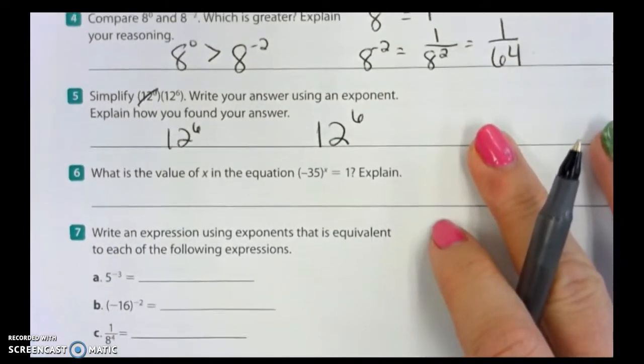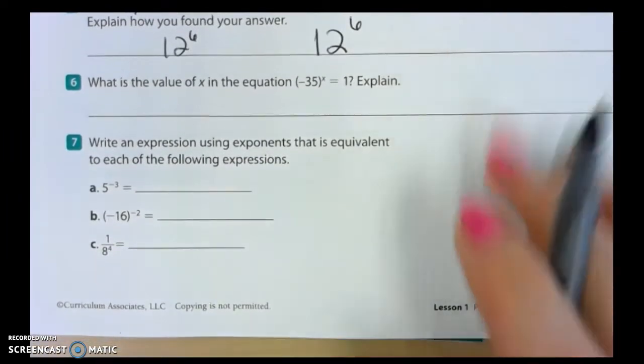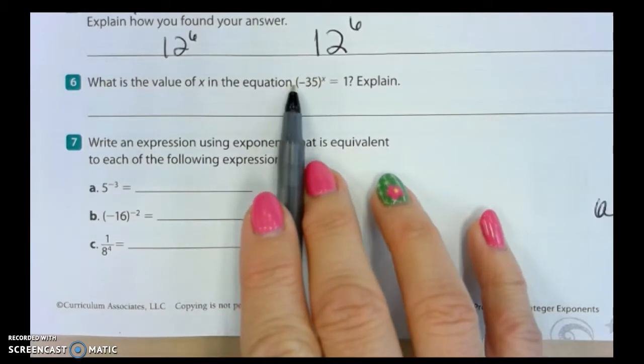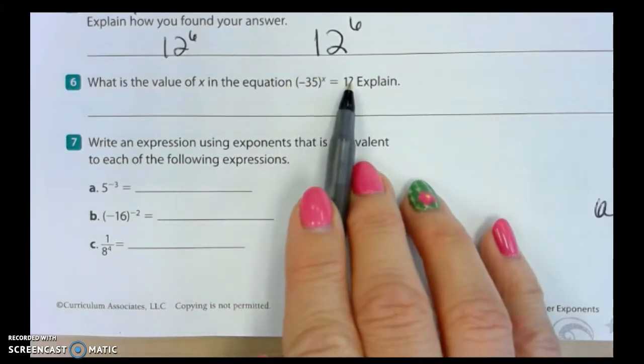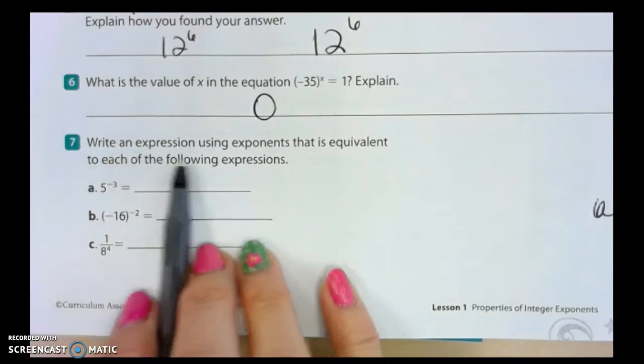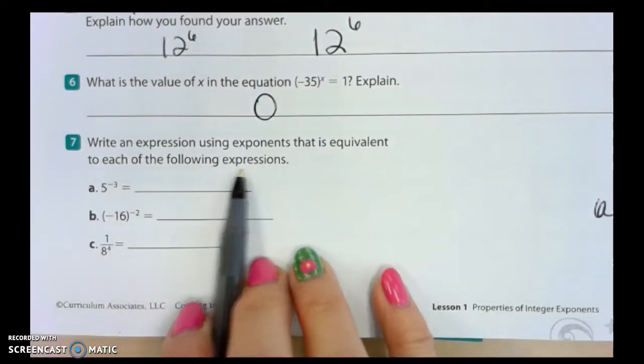Number 6. What is the value of x in the equation negative 35 to the x equals 1? They want to know what exponent will make this base become 1. That answer is 0. How many got it? Good. Number 7. Write an expression using exponents that is equivalent to each of the following expressions.